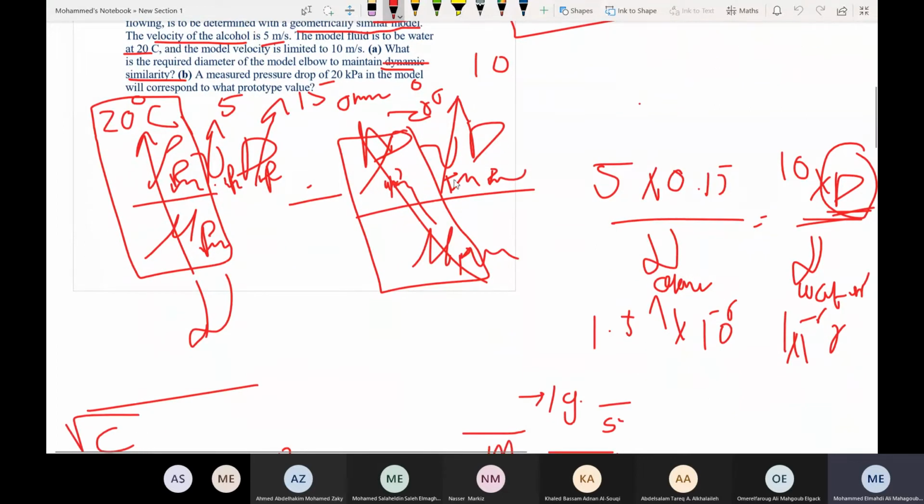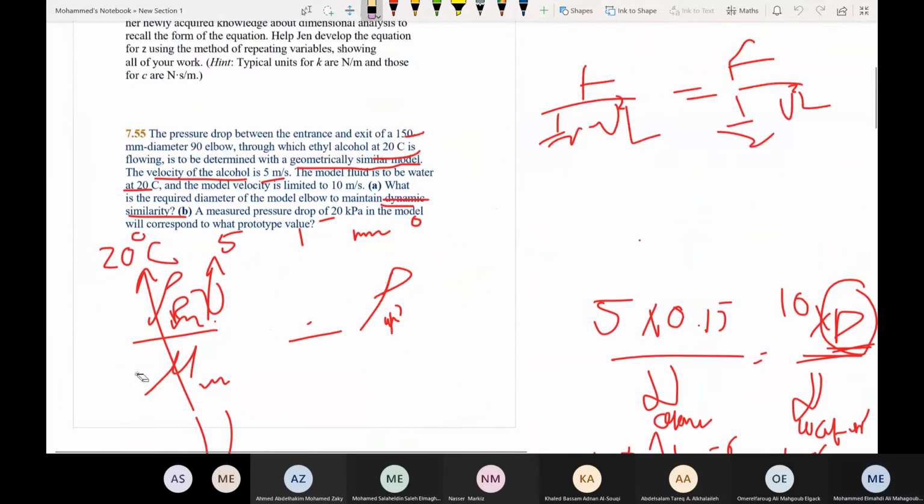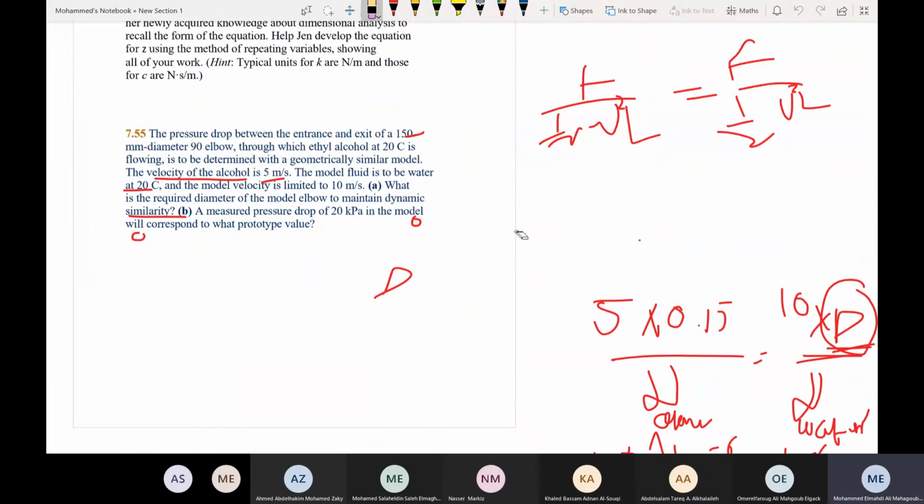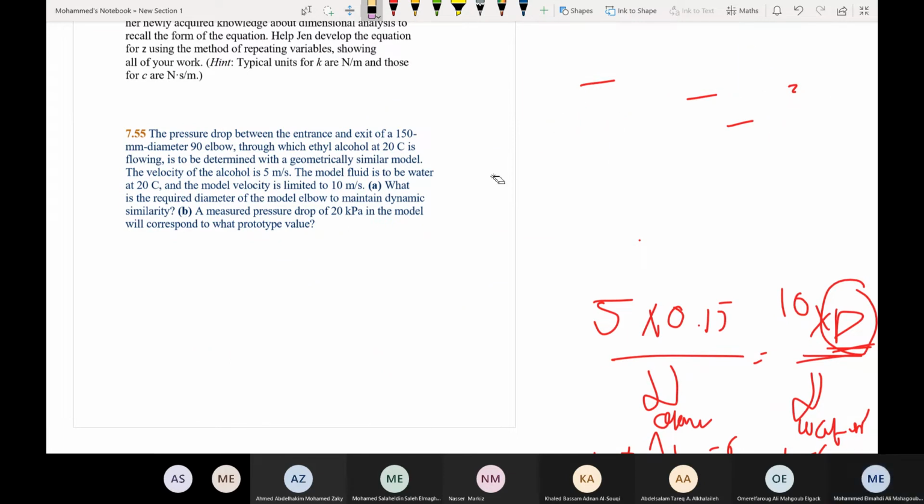And the second part, we have a measure of the pressure drop of 20 kilopascals in the model. What will this correspond to in the prototype? Let me differentiate them. The model is water, and we know the pressure drop in it will be 20 kilopascals. In our model, the water flow, what pressure drop will correspond in our prototype? We want to predict the pressure drop that will happen in the prototype, which is the ethyl alcohol. So how can we find this?